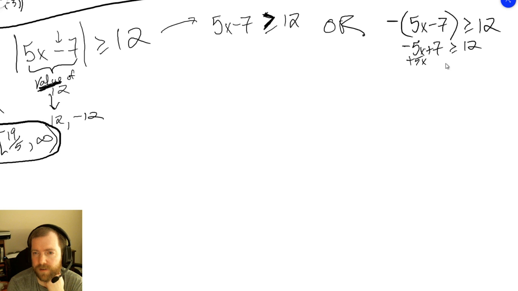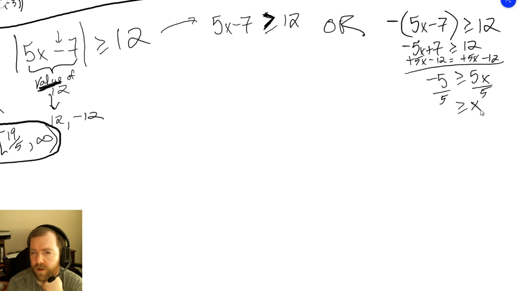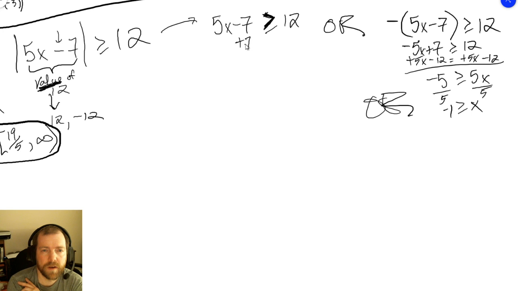Add 5x, subtract 12. And here we get a negative 5 greater than or equal to 5x, divide 5 by 5. X is less than or equal to negative 1, or negative 1 is greater than or equal to x. Read it either way. Or add 7 to both sides. 5x is greater than or equal to 19, divide by 5. X is greater than or equal to 19/5.